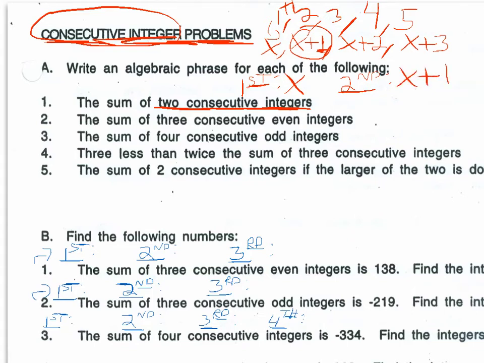So the setup is very, very key. Then it says the sum. Well, sum, that's a key word for adding. So all this means, I'm going to add x plus x plus 1. And that's it. And if you added these, you can combine these x's. x plus x is 2x, so you get 2x plus 1. So that's your answer for that.